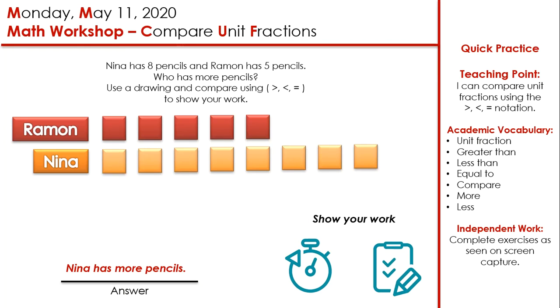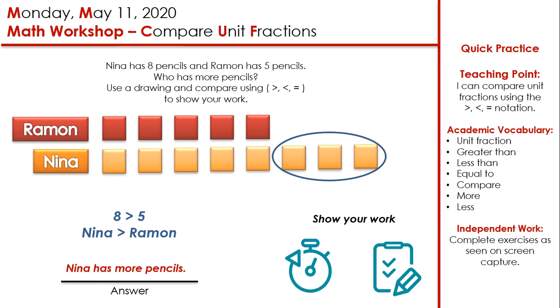Now, in order for me to visually see who has more, right there I can see that when I reach 5, which is the top amount that Ramon has, I see that I have 3 more. Actually, Nina has 3 more than him. So that means that she already has more than him. Now, if I use the greater than, less than, or equal to notation, how might that look? That will look like this. So since 8 is greater than 5, then that means that Nina has more pencils than Ramon.